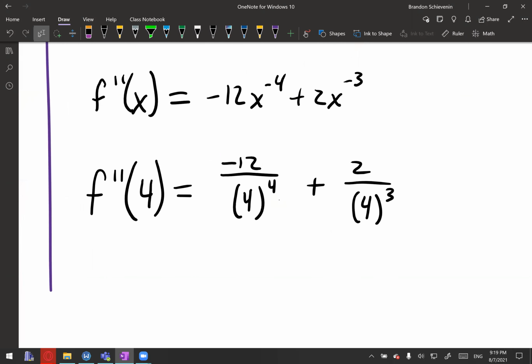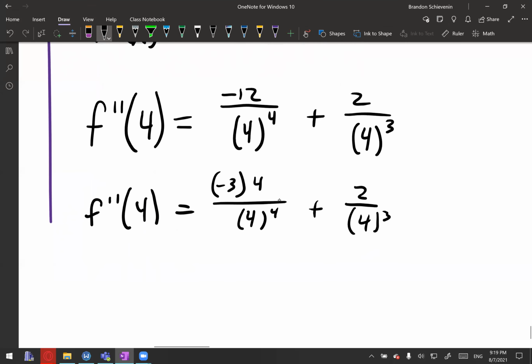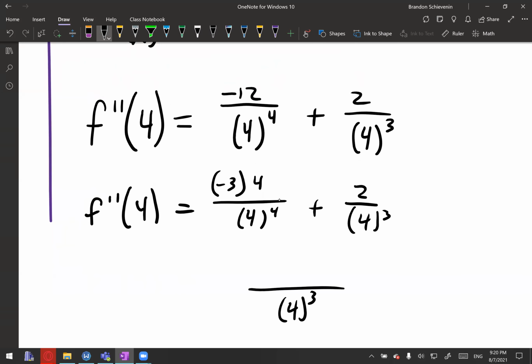Okay. Let's simplify this a little bit. Negative 12 is negative 3 times 4. And that will allow us to cancel out one of those 4s and get a common denominator and make this a little bit easier to see. So after canceling out one of these 4s and getting a common denominator of 4 to the third power, or 64, what's left on top? Negative 3 plus 2, so negative 1. Perfect. So we've got negative 1 over 64.